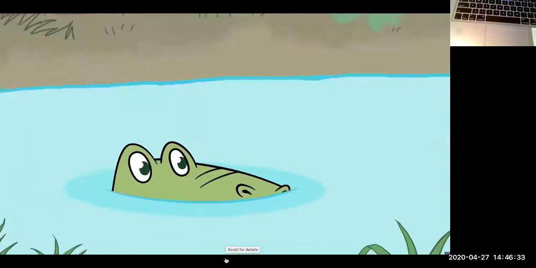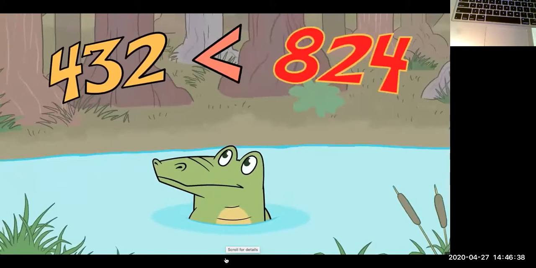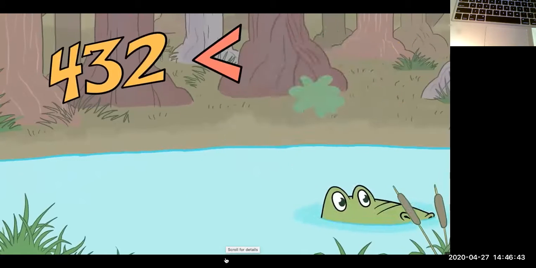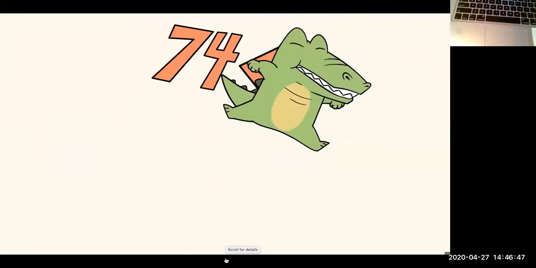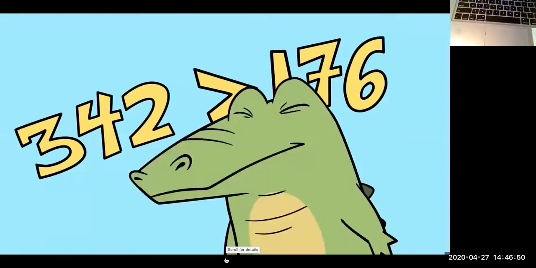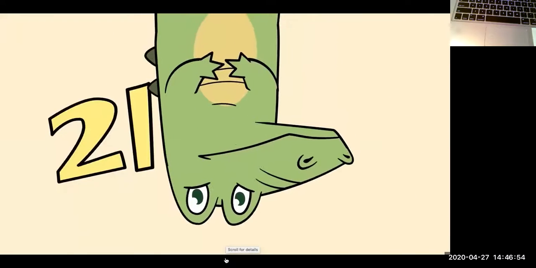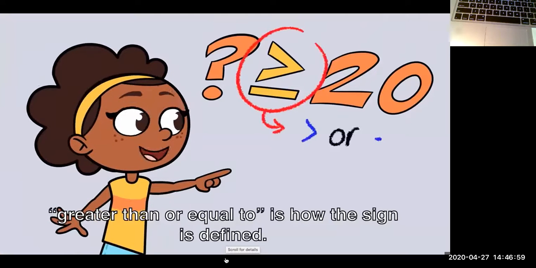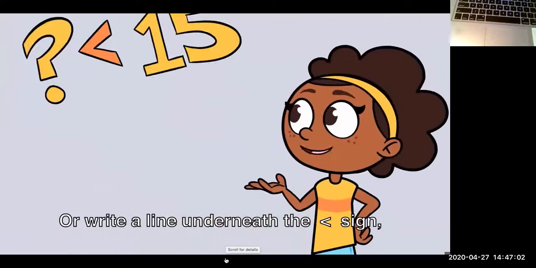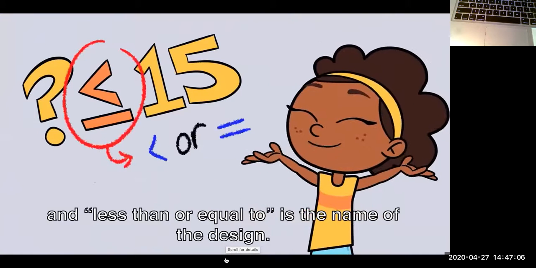The hungry alligator, it's the number that's greater. The number that's least is never part of his feast. If there's a line underneath the greater than sign, greater than or equal to is the name of the sign. I'll write a line underneath the less than sign. And less than or equal to is the name of the design.